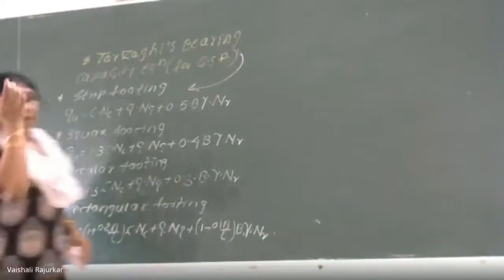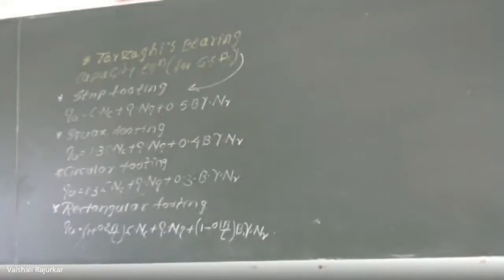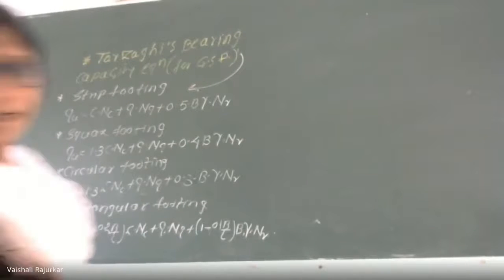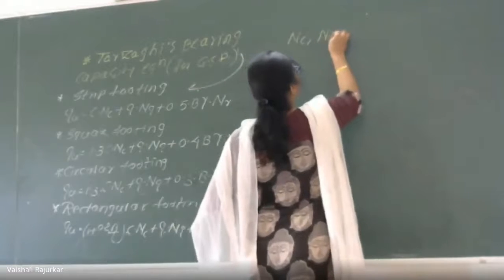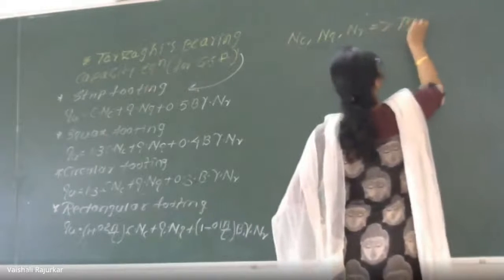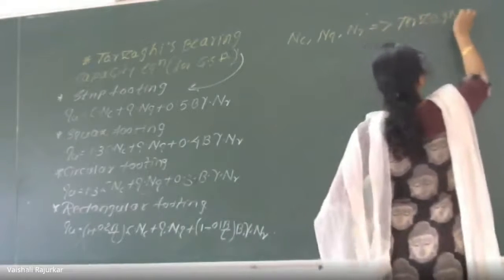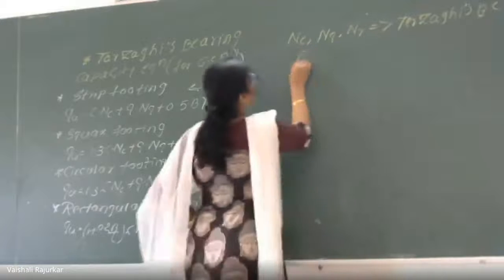For isolated group. Now, what is NC, NQ, and gamma? There is one table which gives NC, NQ, and gamma, that is the Terzaghi's bearing capacity factors. These NC, NQ, and gamma are the Terzaghi's bearing capacity factors, where it depends upon the value of phi.